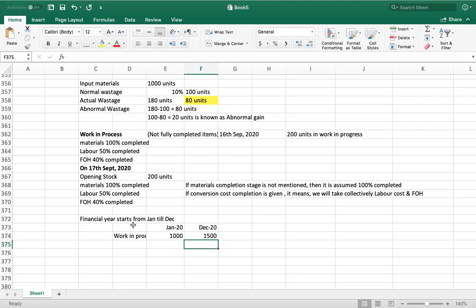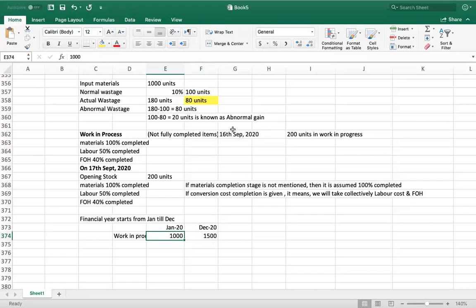Yes, any idea? Our January, the Jan opening. Yes, this one is our opening. In the beginning of the period, whatever we have, that is your opening. At the end of the period, that is your close. Very simple. If it is at the end of the period, it is closing. If it is in the beginning of the period, it is our opening.